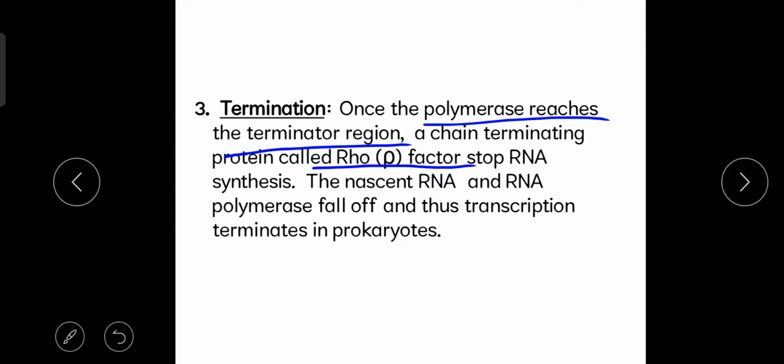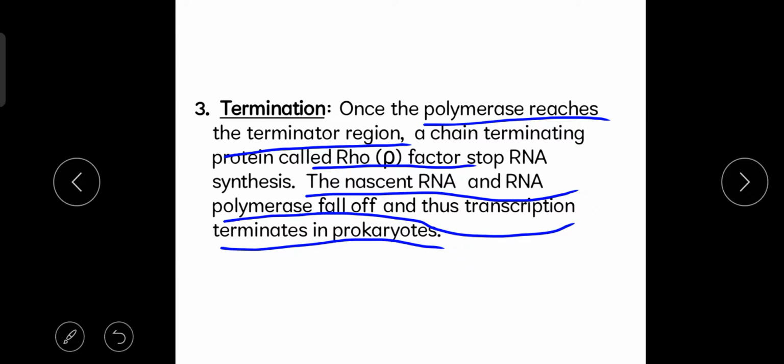Okay, now the nascent RNA and RNA polymerase fall off and thus transcription terminates in prokaryotes. Nascent RNA means the newly produced RNA and the RNA polymerase enzyme fall off, and thus the transcription process terminates in prokaryotes. Very simple steps.